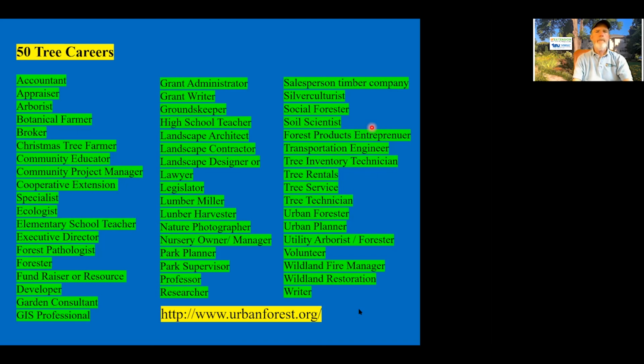Some of them make a lot of sense, like botanical farmer, Christmas tree farmer, extension agent. Elementary school teachers should constantly be teaching these kids about trees. Forest pathologist with those diseases. Garden consultant. GIS professional. We hired a GIS professional to measure our pine tree forest down in Alabama. So that person was able to figure out exactly where the property lines are, which is very hard to figure out. And grant writer to save some trees, groundskeeper, a landscape architect, just all the way through here.